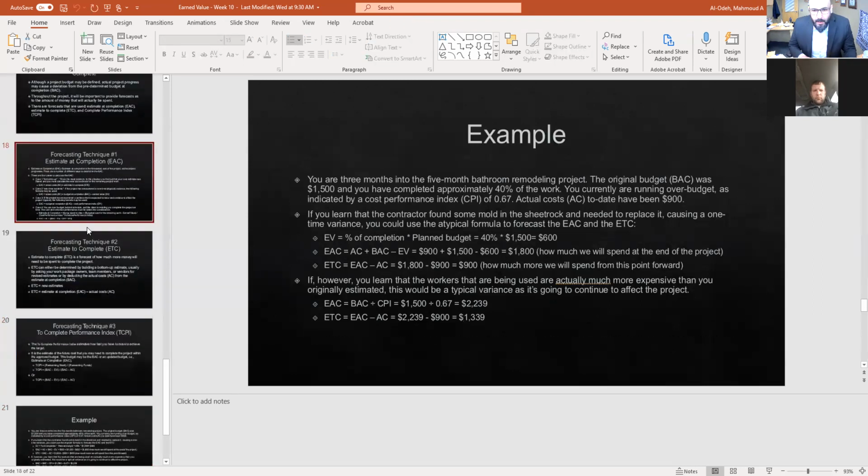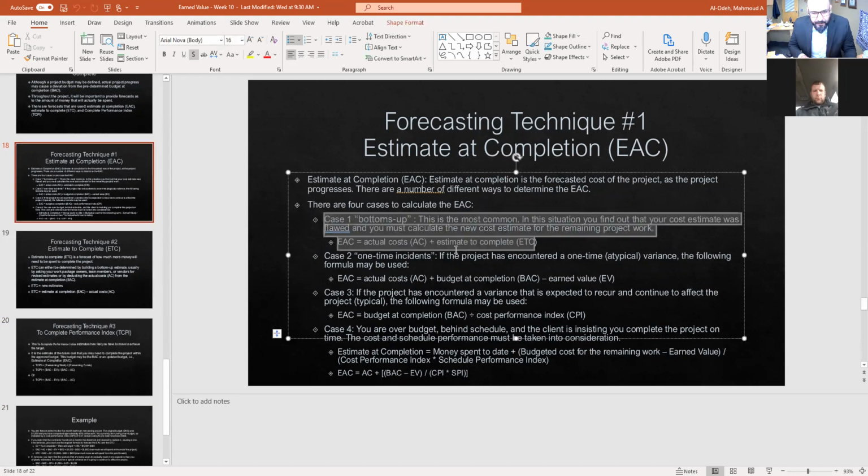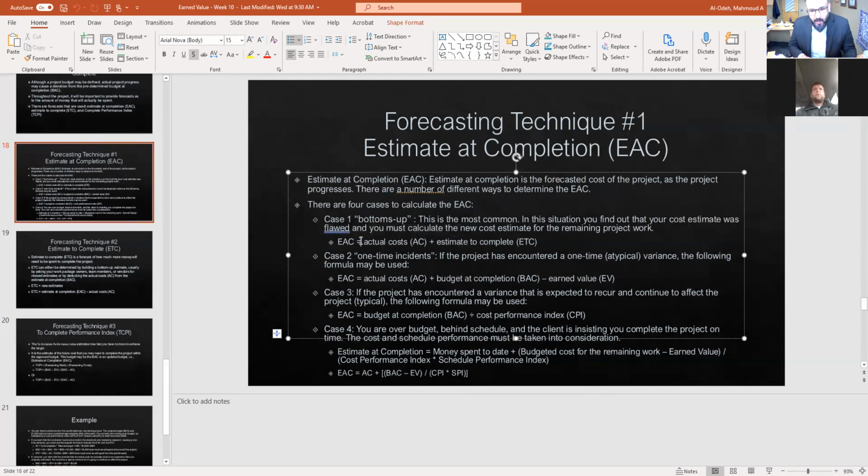Okay, so with that, just a reminder for everyone and for myself as well, we will go ahead and work on these examples. There are 4 cases that we're working on. The first one is the bottom up, which is the most common. In this case, you found your cost was wrong, and you must calculate the new estimate. So what we need to do is find the actual cost plus the estimate to complete.